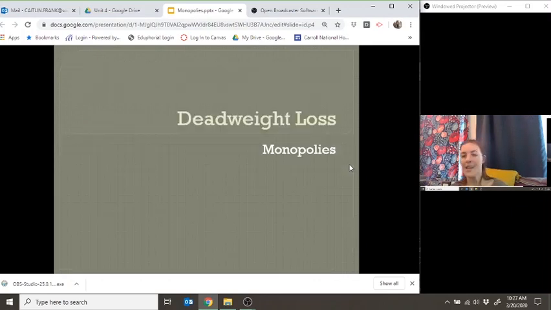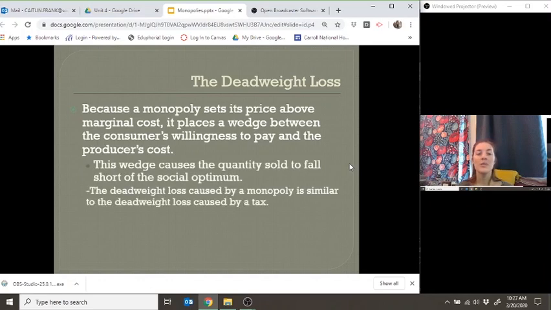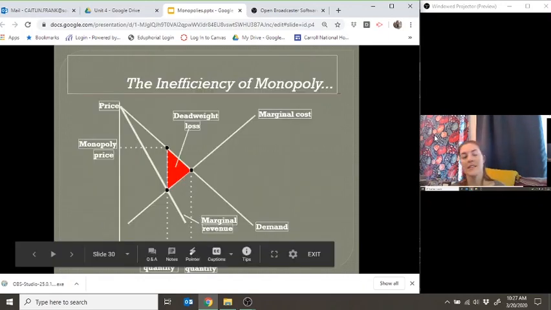So the next thing is deadweight loss. We are not at the quantity that is socially efficient. So just like we looked at with externalities and taxes, that means there's going to be a wedge for deadweight loss. This wedge represents the difference between where the monopolist is producing and where they would be if they were socially efficient. The wedge will look a lot like the tax wedge, comparing where we should be and where we are. This will end up being the deadweight loss.